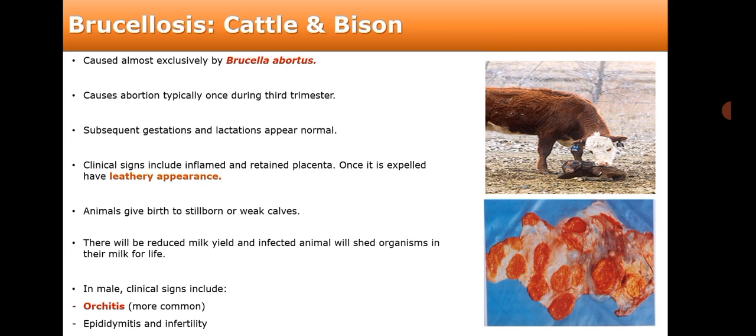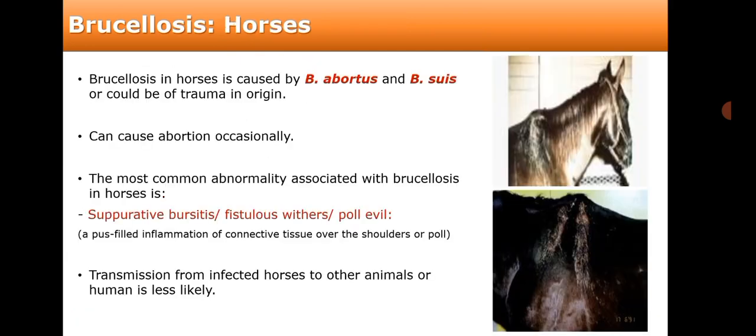Brucellosis in horses is caused by Brucella abortus and Brucella suis, or could be traumatic in origin. It can cause abortion occasionally. The most common abnormality associated with brucellosis in horses is suppurative bursitis, fistulous withers, or poll evil. It is a pus-filled inflammation of connective tissue over the shoulders or poll. Transmission from infected horses to other animals or humans is less likely.